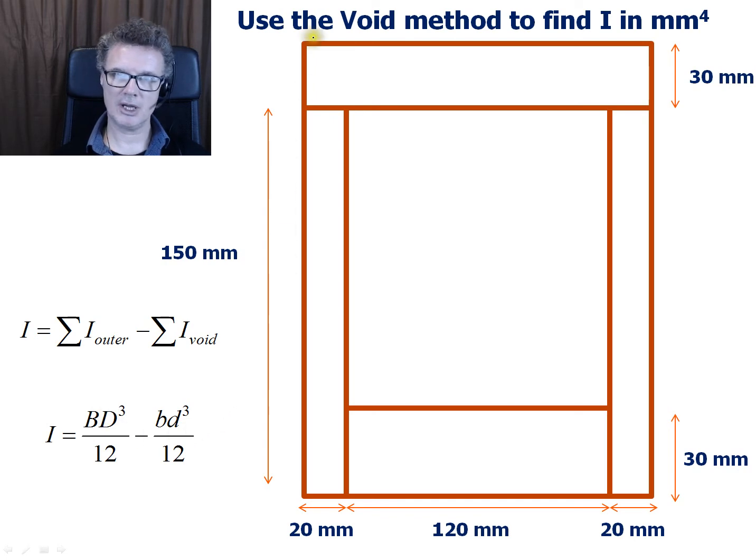So here we have an outer box, which we'll call big B, big D to the power 3, and that will have a width of 140, I can see, and a depth of 180. The inner section will be, so that my little b will be 120. It doesn't exist, so we need to take it away. And its depth will be 120 again. There's a square in the middle.